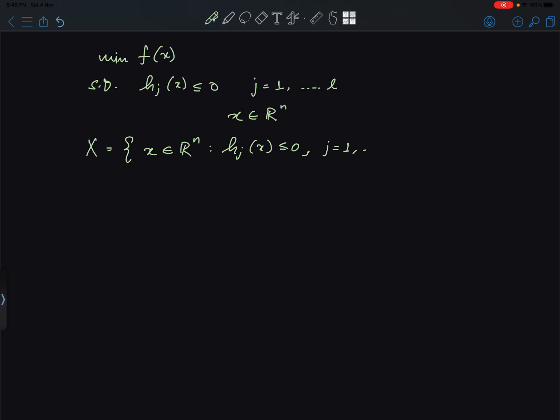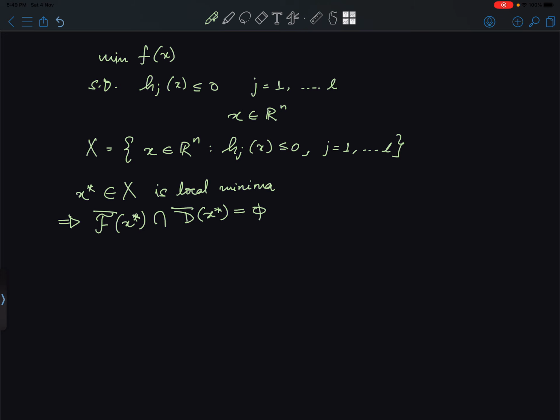j equals 1 to l, right? So suppose my local minima x star should lie in this feasible set capital X. Then we saw last time that if this is a local minima, this implies that F bar of x star intersection D bar of x star is a null set, right?